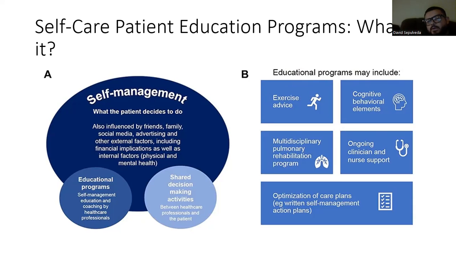And then over here in letter B, we have a couple of components of educational programs. Advice on exercise, because exercising can improve your health, cognitive behavioral elements, multidisciplinary pulmonary rehabilitation programs, so that has to do with your heart, ongoing clinician and nurse support, and then optimization of care plans. So, plan of action: how are we going to assess and implement a proper plan to improve your health?